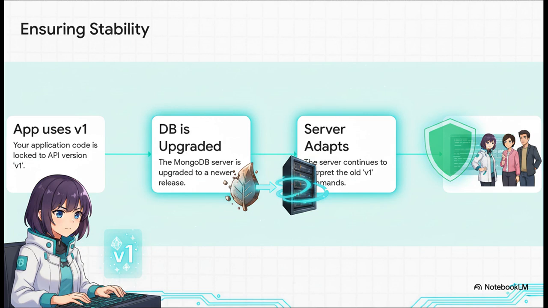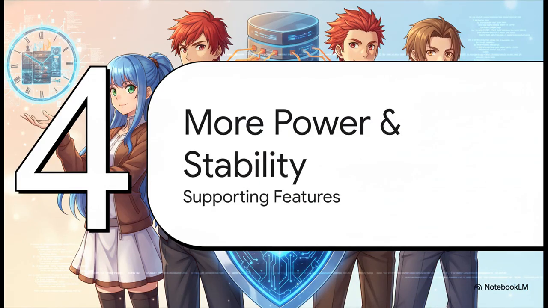So your app is coded to use API v1. Some time goes by, and your ops team upgrades the database server itself. Now, in the past, that could be a terrifying moment, right? You're wondering, did some subtle change in a command just break my app? With the versioned API, forget about it. The server knows your app expects v1 behavior, and it maintains it. And the result? Your application just keeps on running. No code changes, no breakage. It's beautiful.